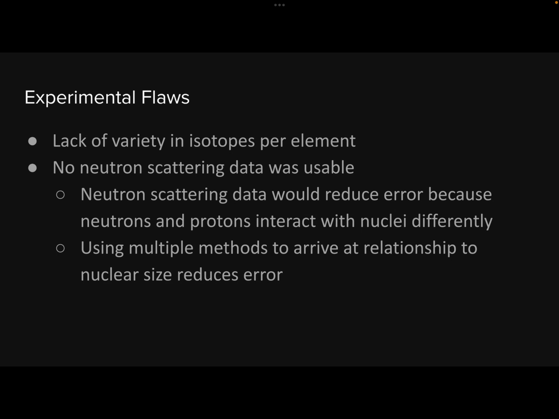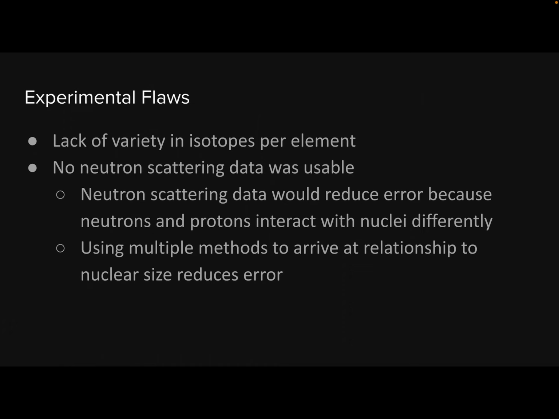However, there were some experimental flaws with this meta-analysis. There's a lack of variety in isotopes per element. It's only carbon-12, oxygen-16, and helium-4, which are the most common of their element, but it would have been more beneficial to have a wide variety of isotopes to expand on this relationship and make sure there are no variables we're not accounting for.